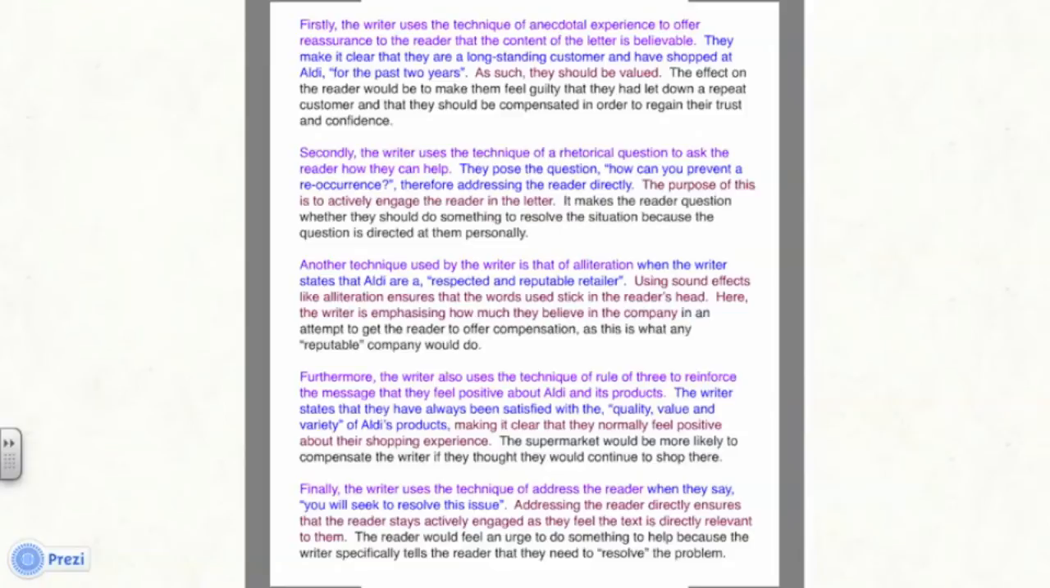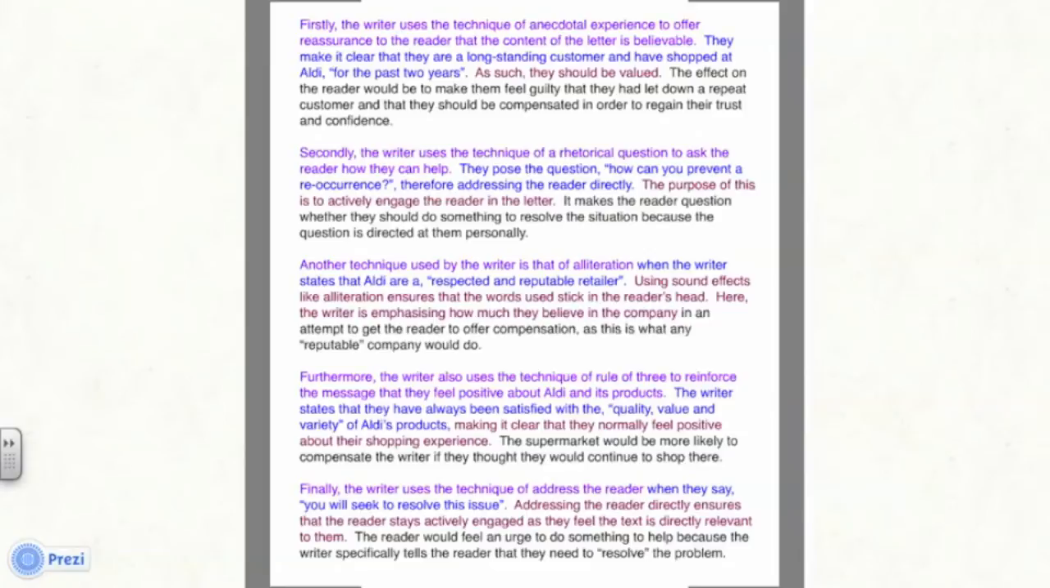Just 4 separate parts. Then the writer goes on to say, secondly, which is a really good way of linking your next paragraph, the writer uses the technique of a rhetorical question to ask the reader how they can help. They pose the question, how can you prevent a reoccurrence? Therefore, addressing the reader directly.